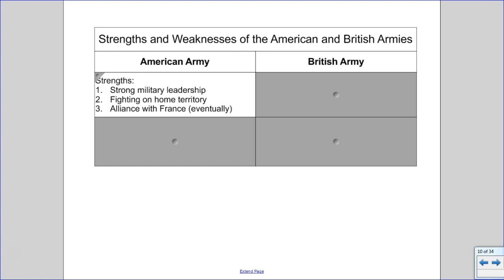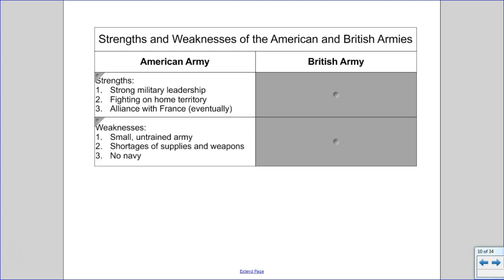The final strength was that they eventually got a really nice alliance in place with France. France, of course, always upset with the British, found a good opportunity to get back at them by allying with America. Our weaknesses, on the other hand, we didn't even have an army at first.